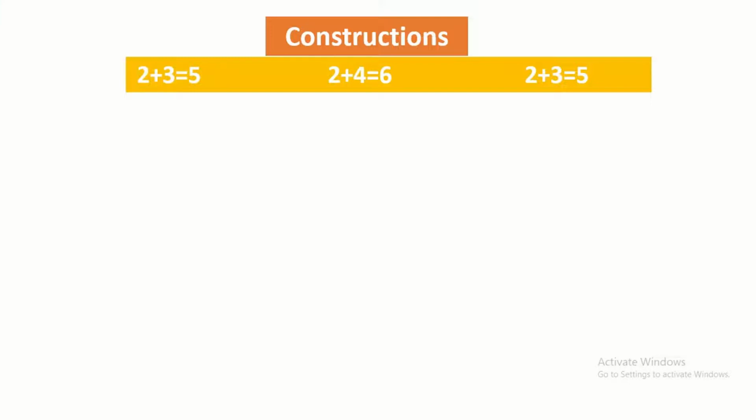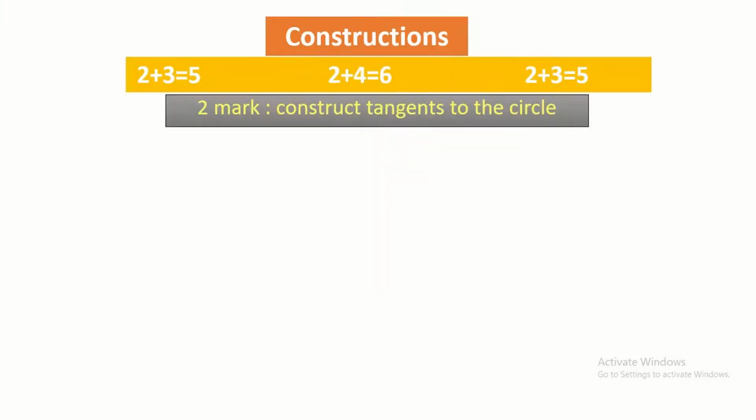But on the basis of the question paper of 2019-20, it may be that only 2 questions appear. It may be 2 marks 1 question and 3 marks 1 question, or 2 marks 1 question and 4 marks 1 question. For 2 marks, they may ask to draw or construct 2 tangents to a circle. That is, construction of the tangents to a circle.